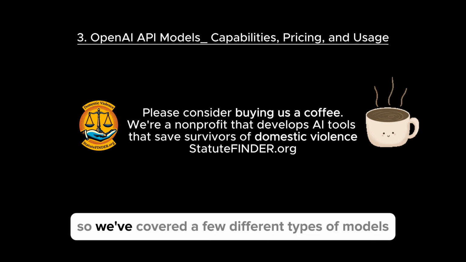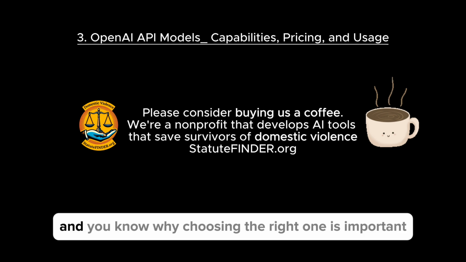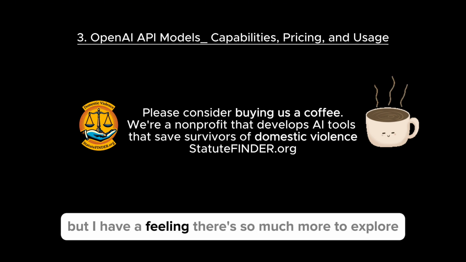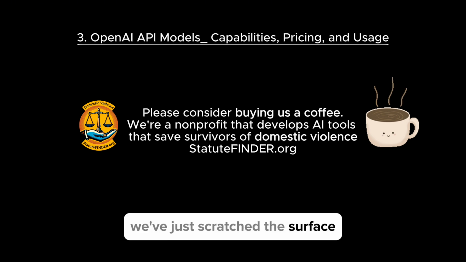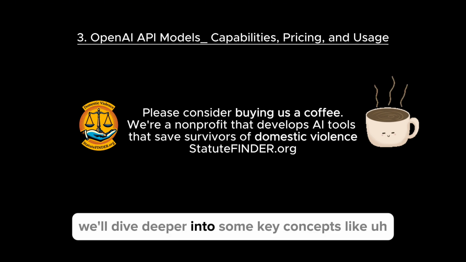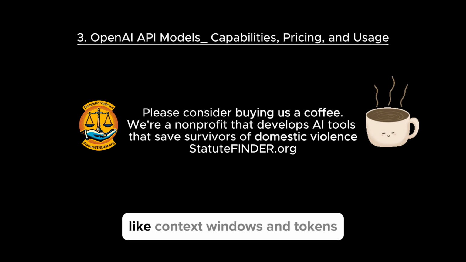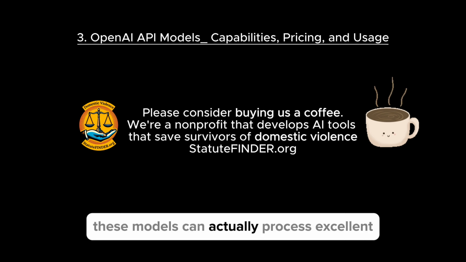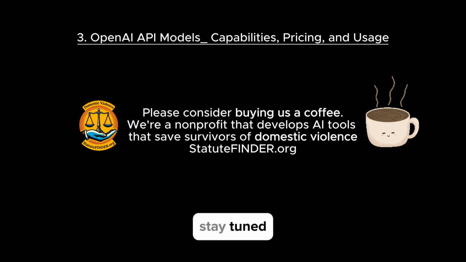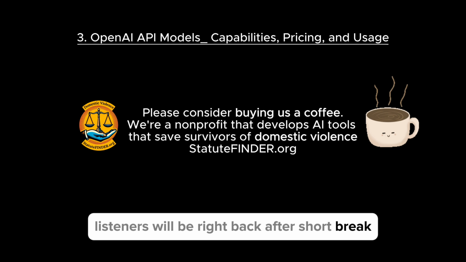Yeah. Okay, so we've covered a few different types of models and why choosing the right one is important. But I have a feeling there's so much more to explore. Oh yeah, absolutely. We've just scratched the surface. In the next part, we'll dive deeper into some key concepts like context windows and tokens. These are really important for understanding how much information these models can actually process.